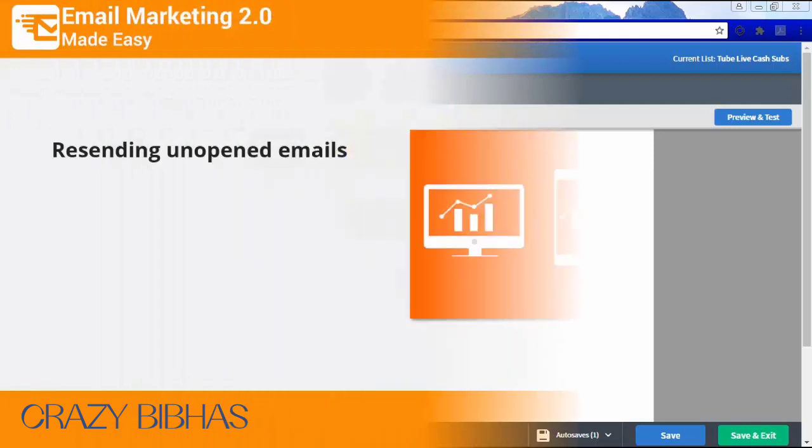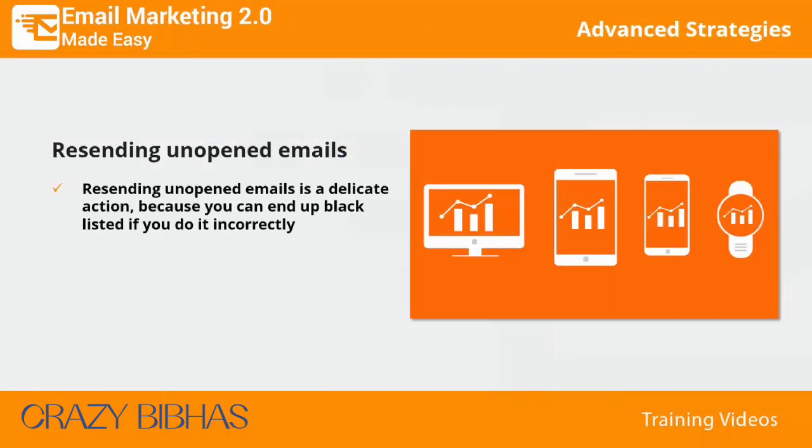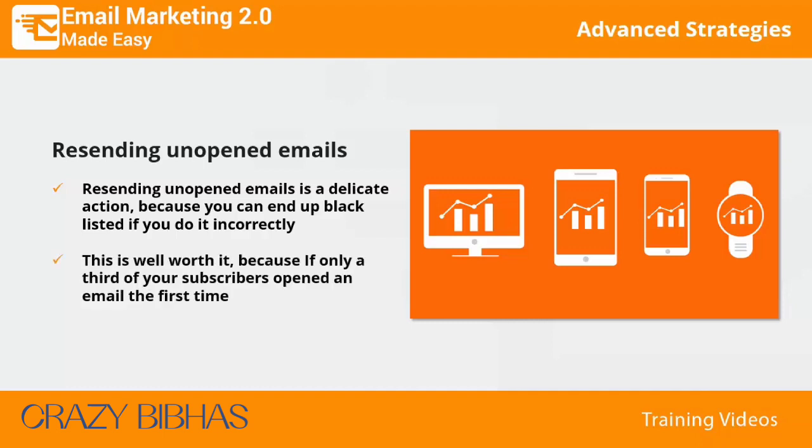Resending unopened emails. Resending unopened emails is a delicate action because you can end up blacklisted if you do it incorrectly. There is a simple way to do it without risking losing subscribers, and you need to simply change your subject line before resending an email. This is well worth it because if only a third of your subscribers open an email the first time and then another third opens it when you resend it, that means you have doubled your open rate.